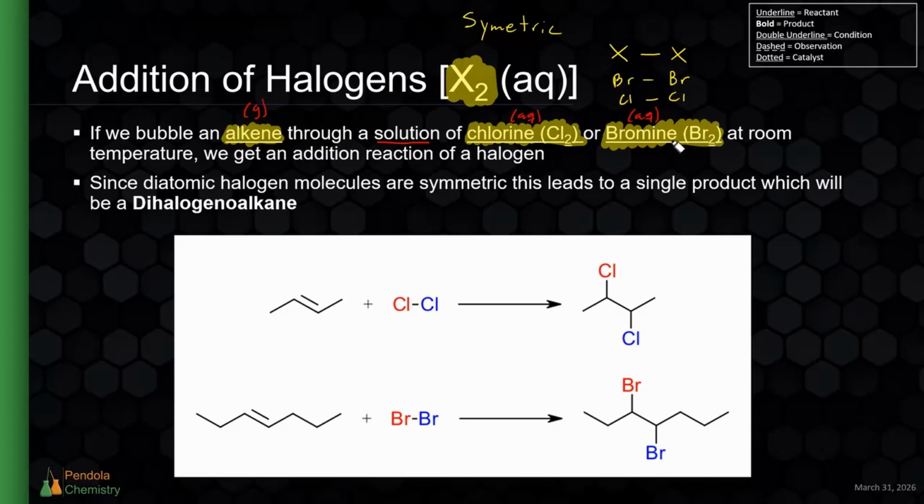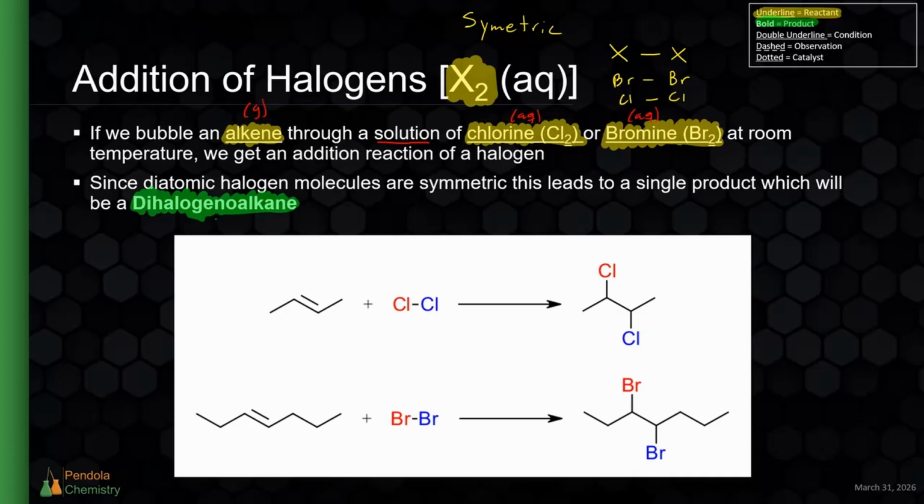So these are our reactants. And they're going to be at room temperature, so we don't need any heating or any cooling here. And the addition reaction is going to add halogens to both carbons. Because the addition is symmetric, our product here is going to be the creation of what we call a dihalogenal alkane. And remember, the prefix di just means two. So this is just a halogen alkane with two halogens on it.